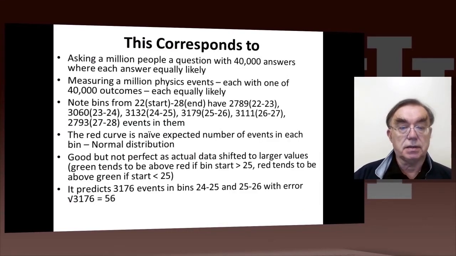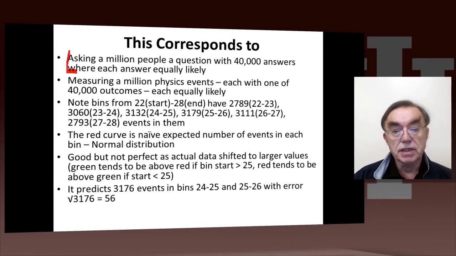So as I said, we would get this if we asked 1 million people a question with 40,000 answers, or if we took 1 million physics events, each with 40,000 outcomes, each equally likely. So either of those cases is governed by this simple case.